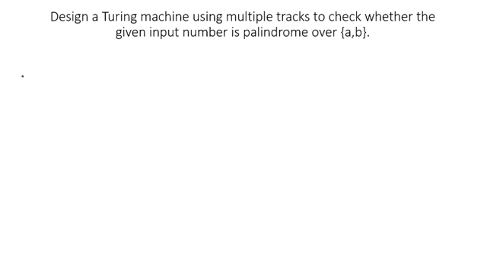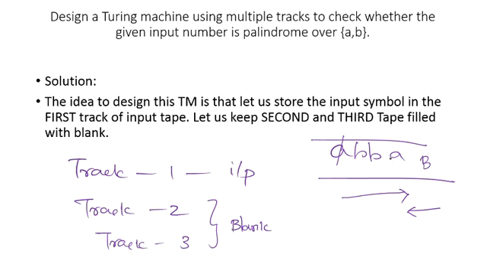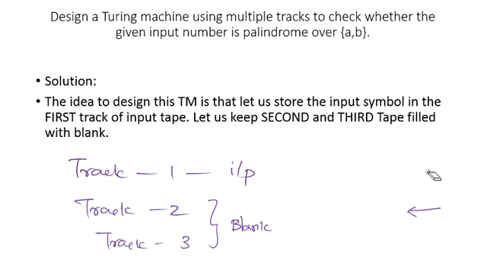So first, for example, you will take ABA. Initially we'll start with Q0. We'll read this, move in the right direction, and change it into some symbol. So I will change it into dollar. So what happens is it will become dollar B A.